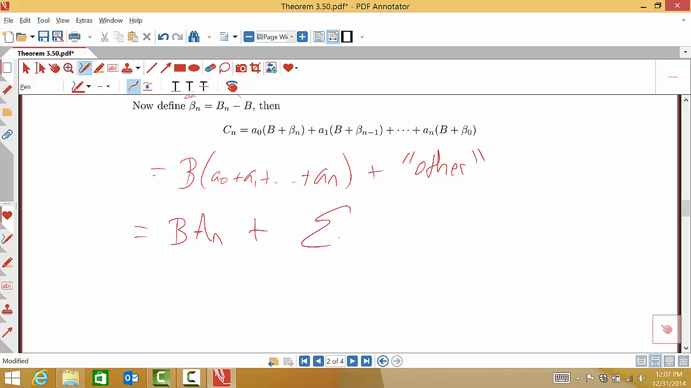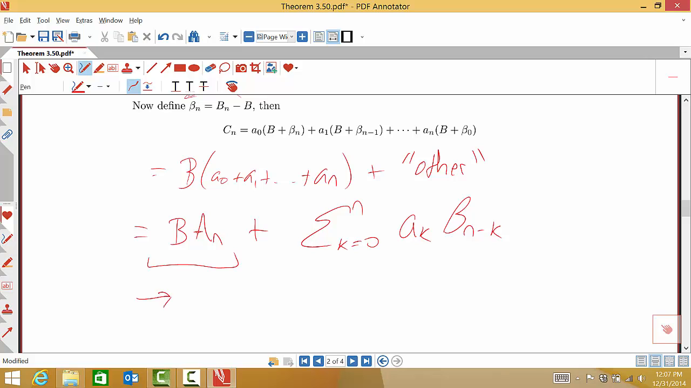So this other term, well, let's see, if we put this all together, really we could rewrite this as a sum k equals 0 to n. We'll have a sub k times, well, a0 is times beta sub n, a1 is times beta sub n minus 1. It's going to be beta sub n minus k. So what we have right now is we have a piece.